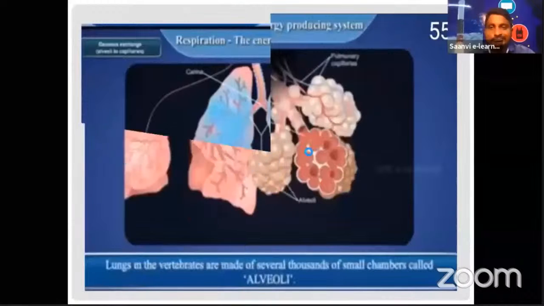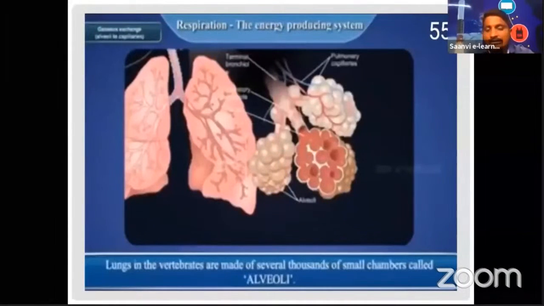Next, look at the screen, all of you. Lungs in the vertebrates. What are vertebrates? Those which have a vertebral column. We also come under vertebrates because we have a backbone. Lungs in the vertebrates are made of several thousands of small chambers, small air sacs, called alveoli. Alveolus is singular, alveoli is plural.